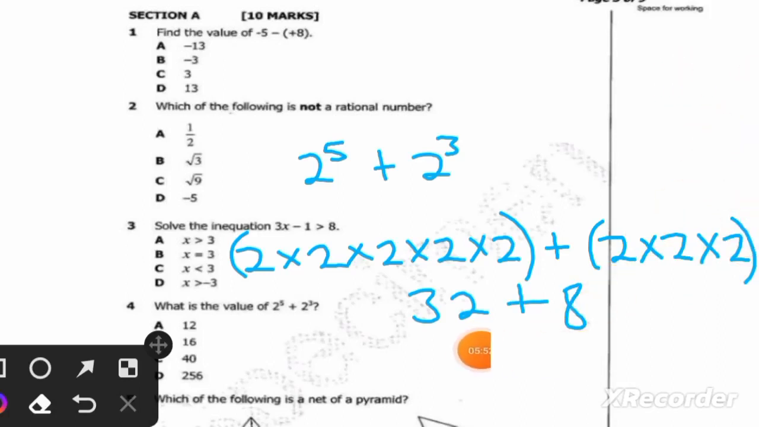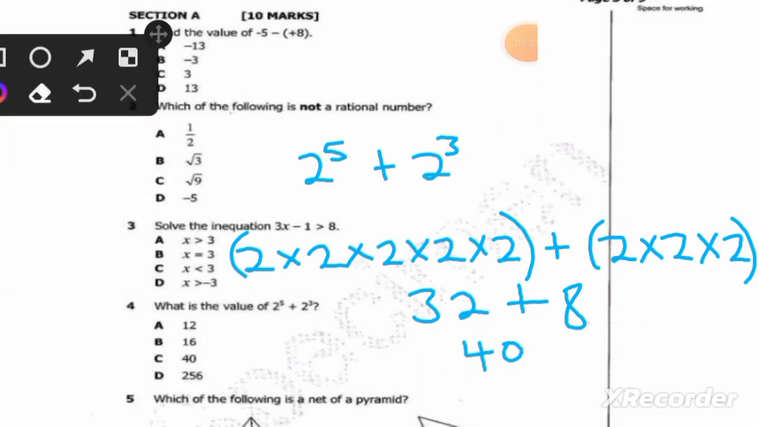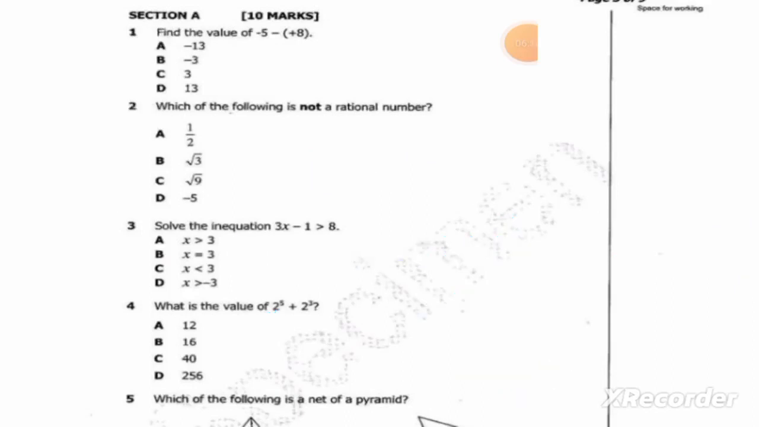Now let us add. So we are going to say 32 plus 8. 32 plus 8 is equal to 40. So therefore, our correct answer here is C. Let us move on to the next question, which is question 5.